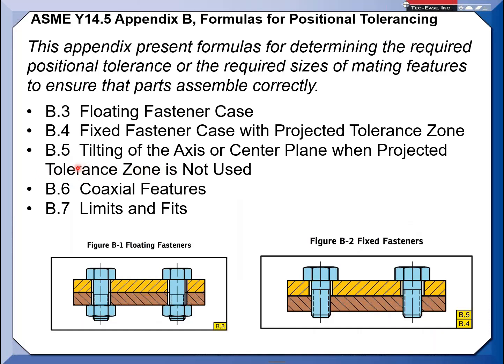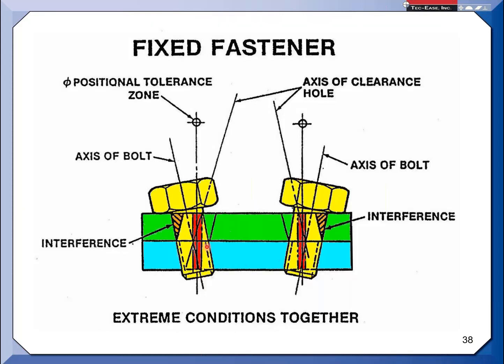Yes, there is a formula in the standard in subparagraph B.5, for tilting of the axis or center plane when projected tolerance zone is not used. In that case, you pull in mathematically the thickness of this plate, and then you derive what size the actual cylindrical tolerance zone can be to ensure that you don't have this scenario. So it's going to really tighten the zone up so that the tilt going up here is minimal.